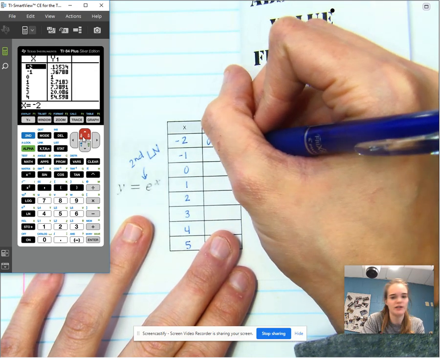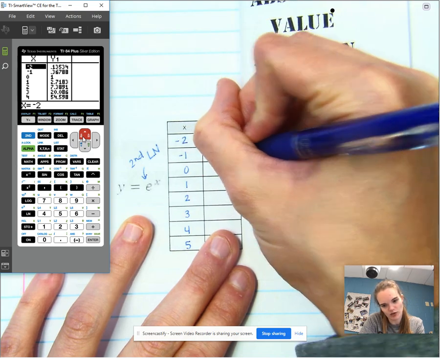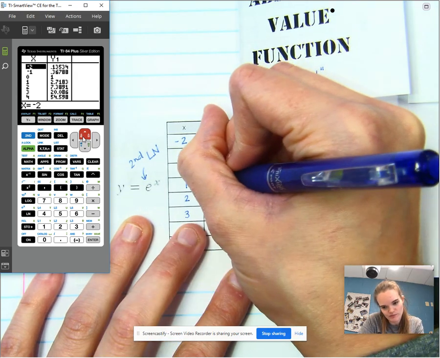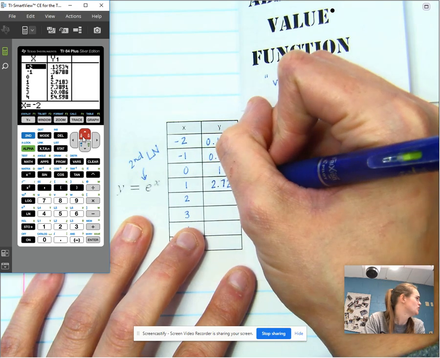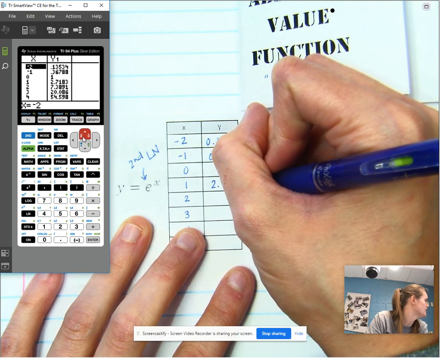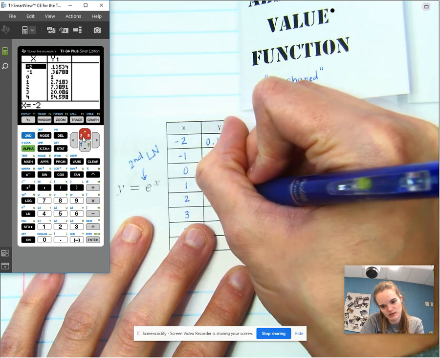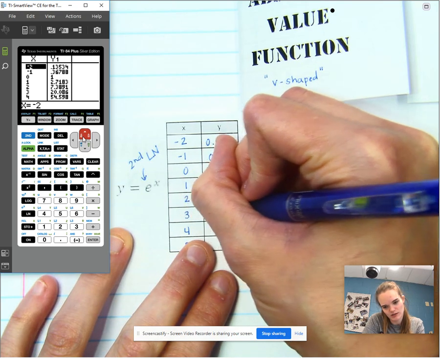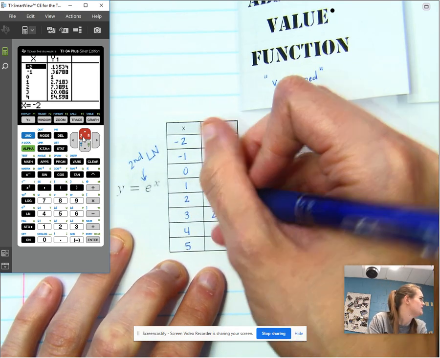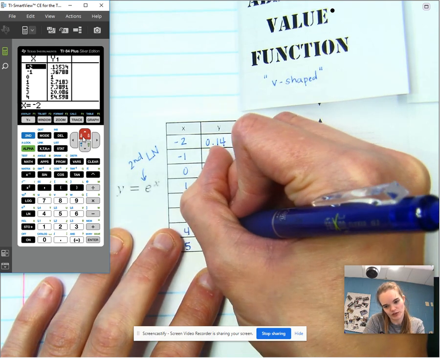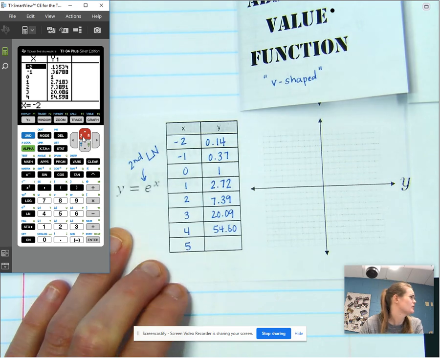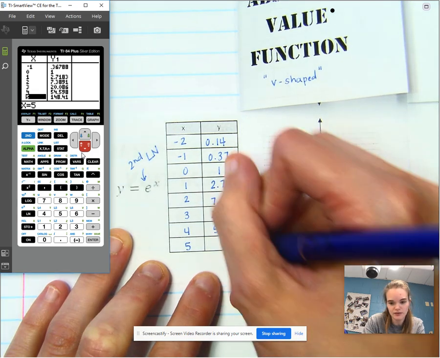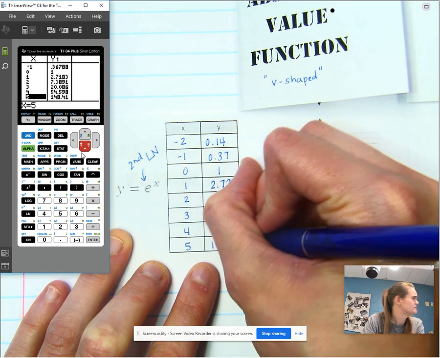And -1 is 0.37. 0 is 1. That's the only one that's going to be a whole number. Okay, 1 is 2.72. 2 is 7.39. 3, 20.09. 4, 54.60. And number 5, 148.41.